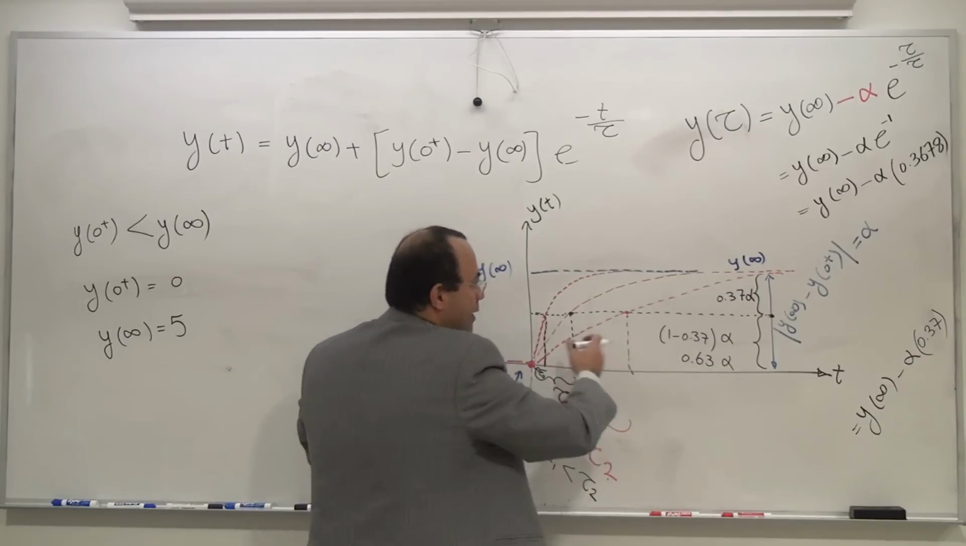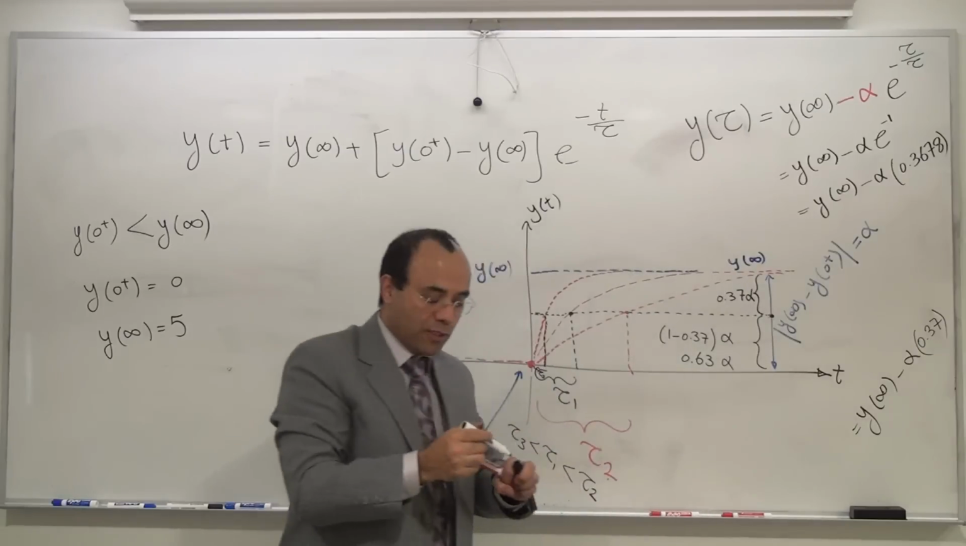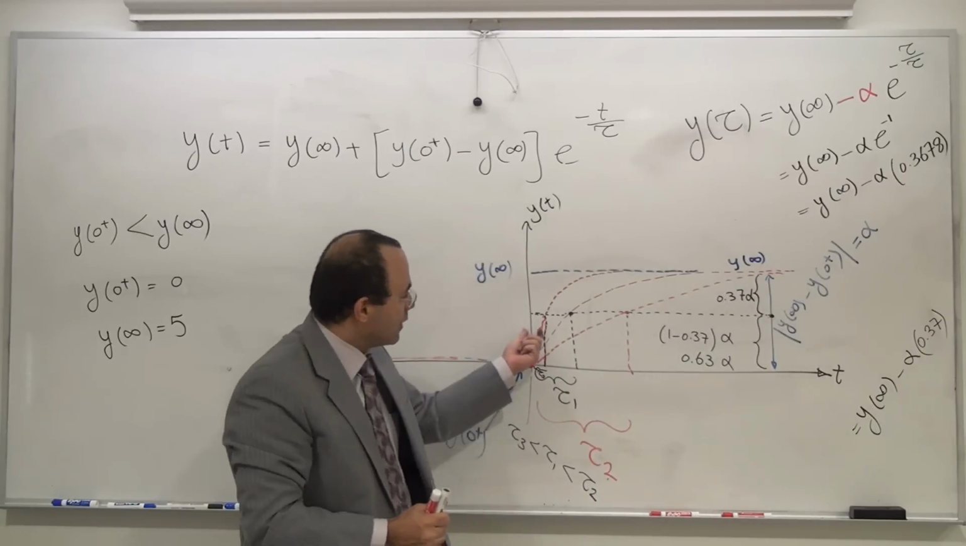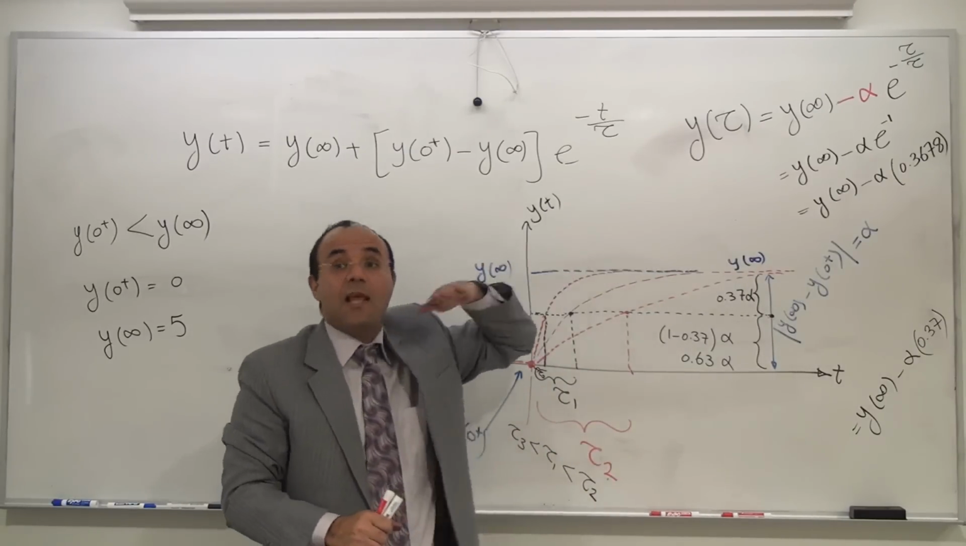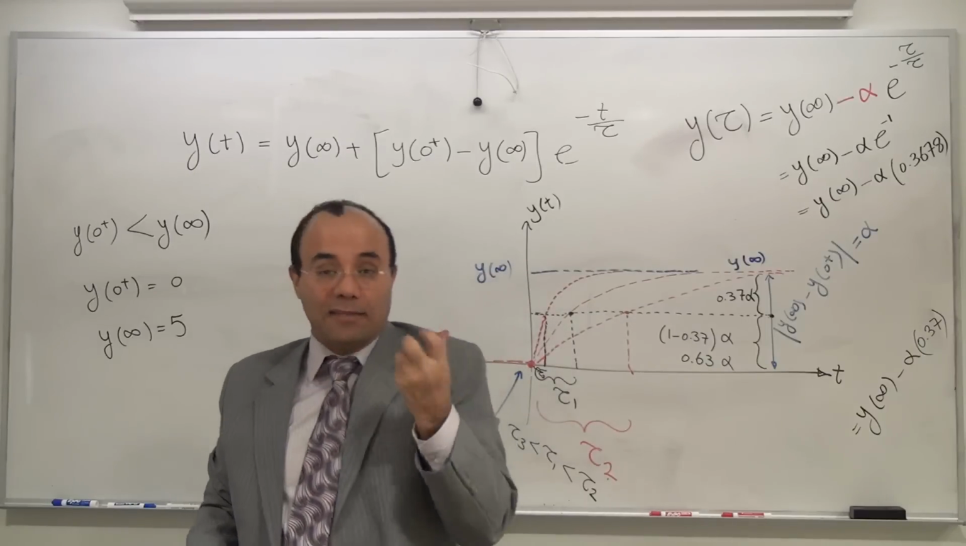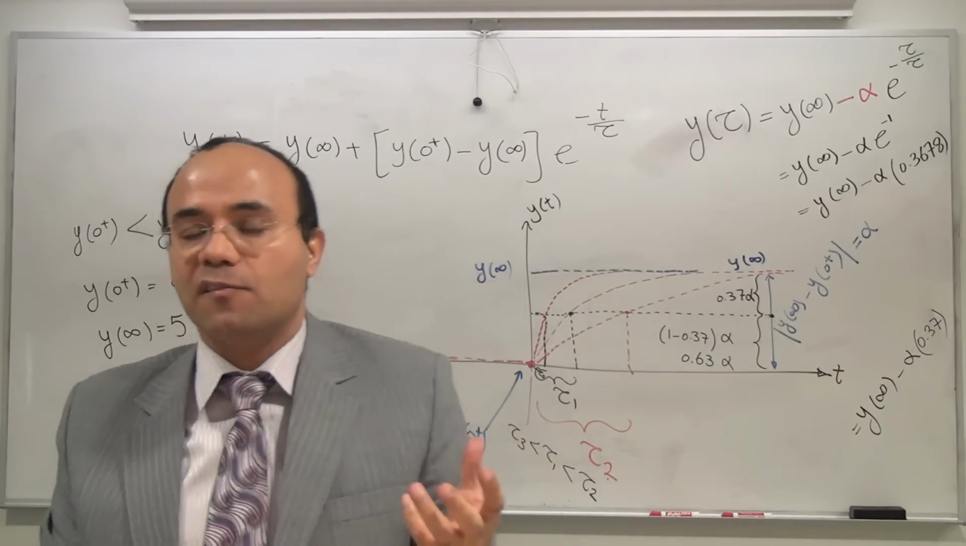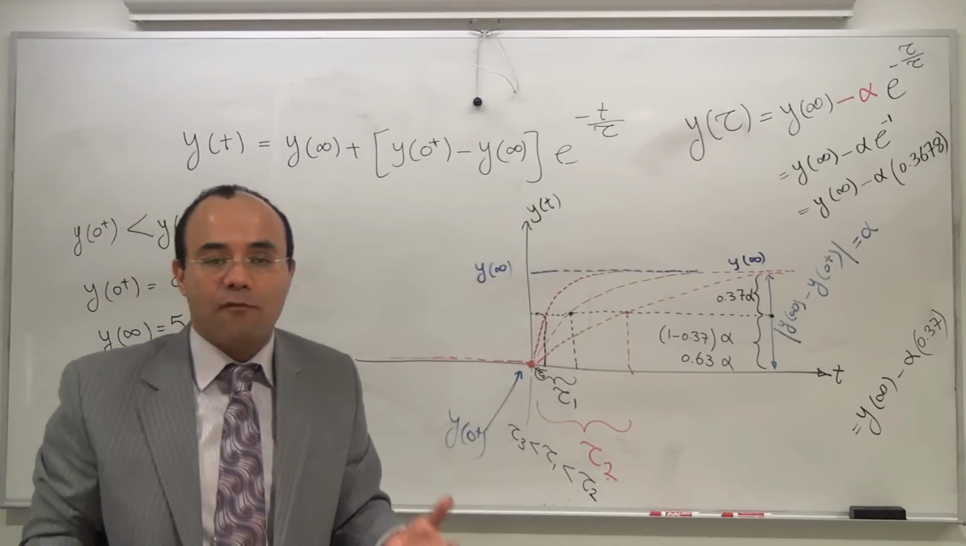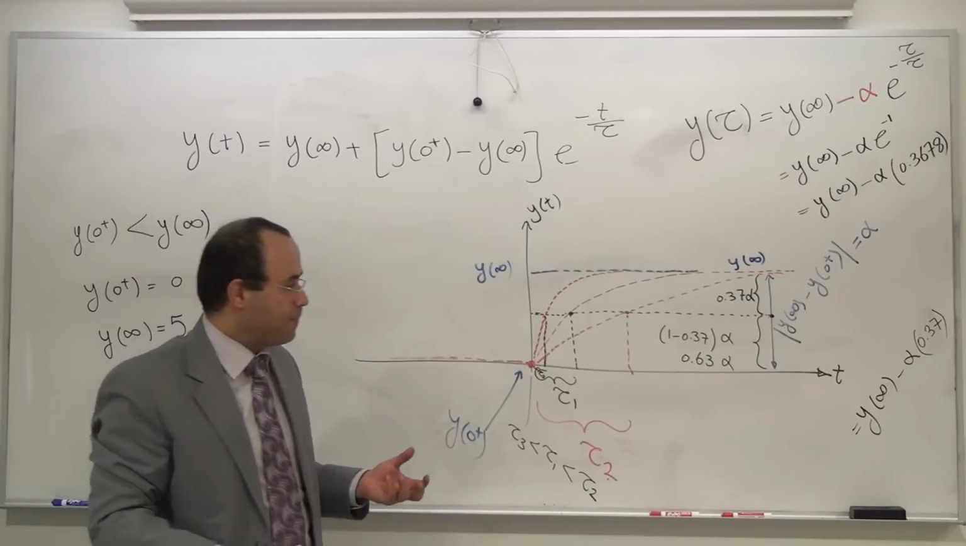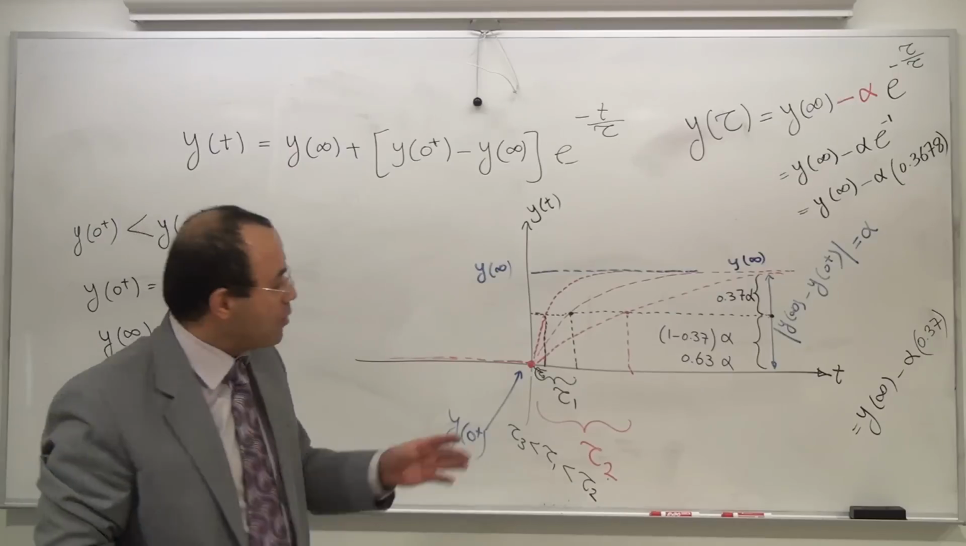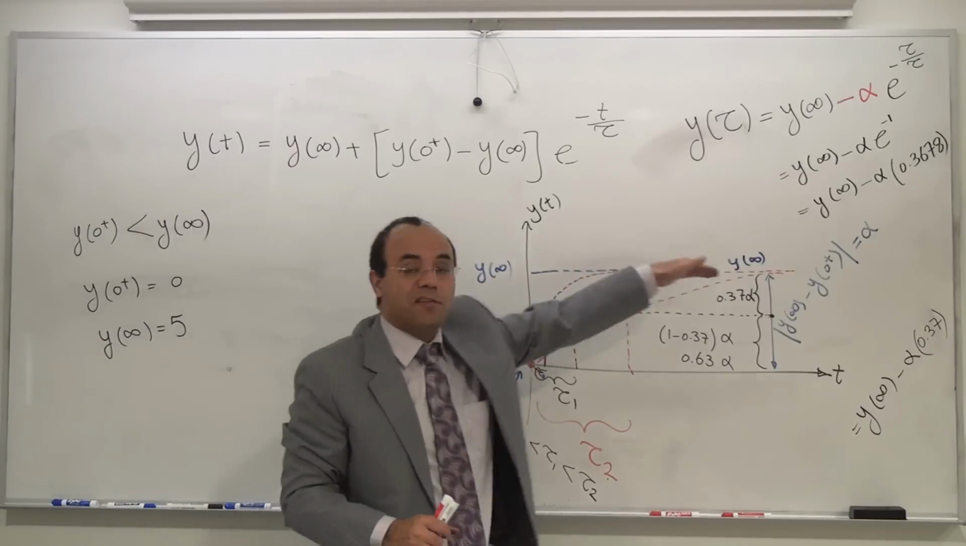If it is longer, it means it takes a longer time to reach a steady state. If it is shorter, it means it reaches the steady state a lot faster. That's why it's called the time constant. Tau is an indication of how fast the system is going to respond. So far, I talked about the case when it is a rise time.